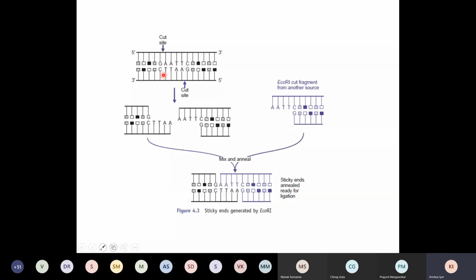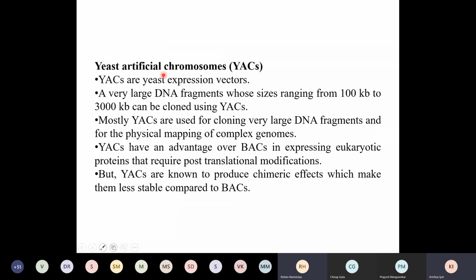Sir, sorry to disturb you, but can you please change the slide to the yeast artificial chromosome? There we go. I had a doubt there. Sir, it's written here that YAC produces chimeric effects. What exactly does that mean?